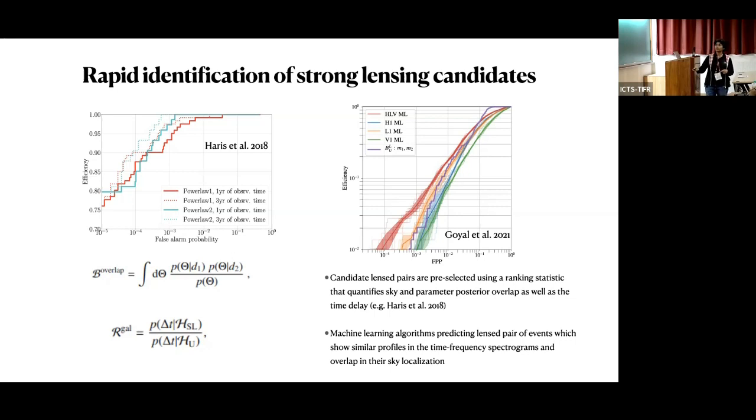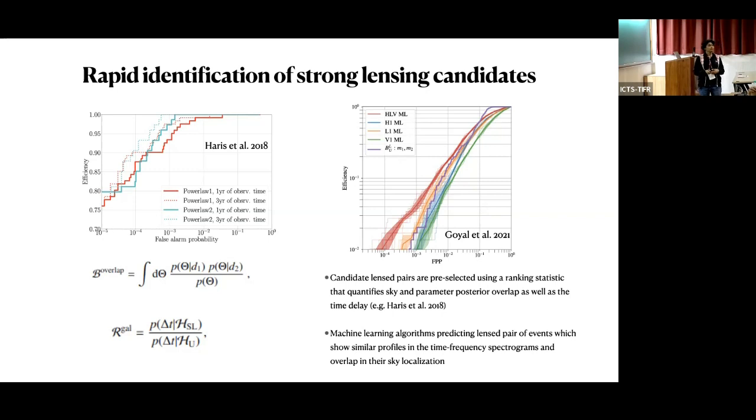There's another method, which uses machine learning. This makes use of visual information. For example, you can look at the frequency versus time spectrograms, and chirping binaries have a characteristic shape. That depends on the mass of the system, on how long the signals are, how the frequency evolution happens, and so on. So this is very characteristic. If you have two lensed events, then they will look very similar to each other, whereas random pairs of unlensed events will not show those similarities. So this method makes use of these two-dimensional images and looks for similarity in these signals.